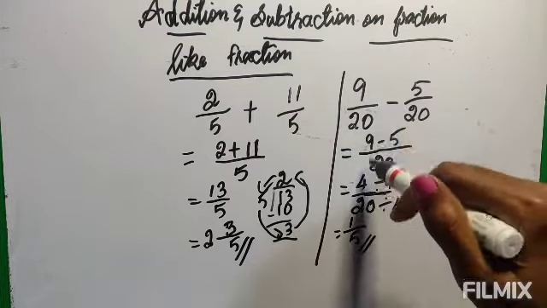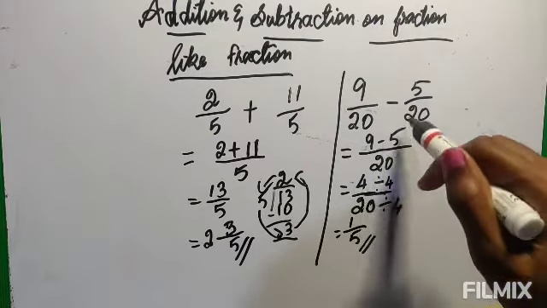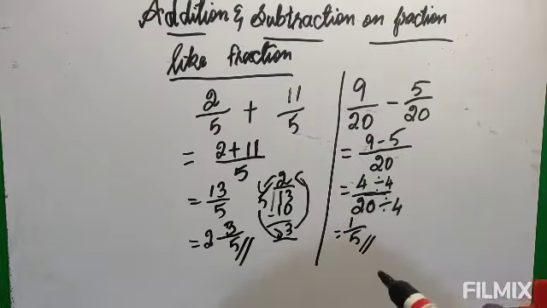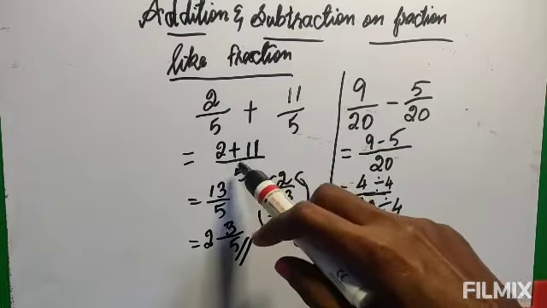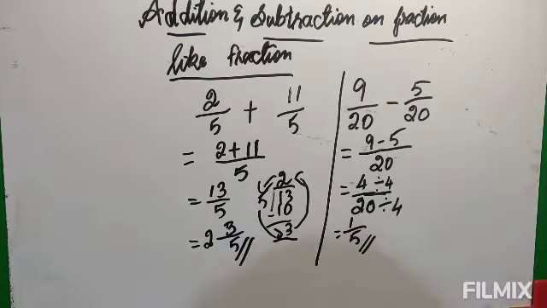9 minus 5, 4, 20 minus 20, 0. That way you are writing. So you write all the steps so that you won't make mistakes. So this is the second step. Here you have to write the denominator as common.